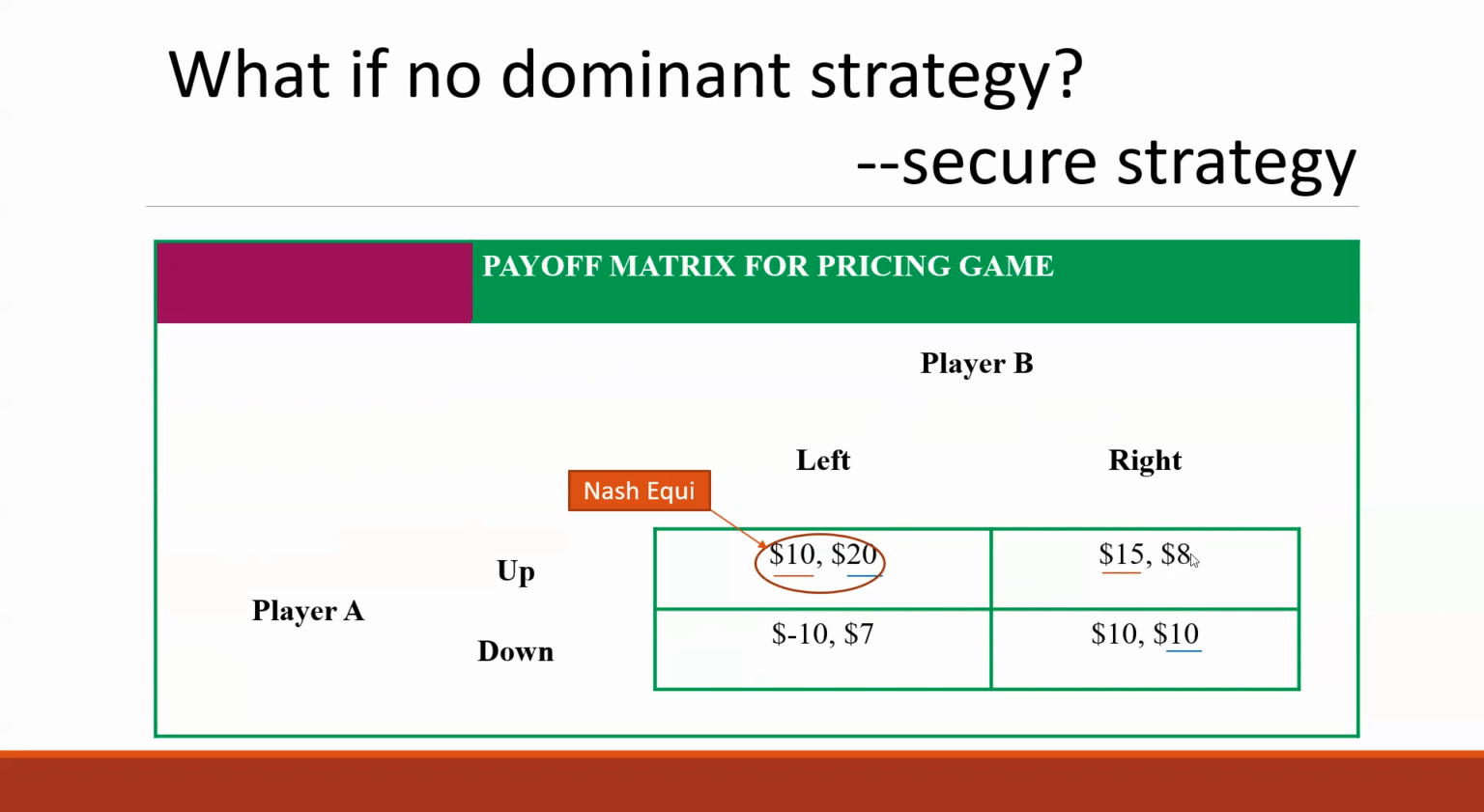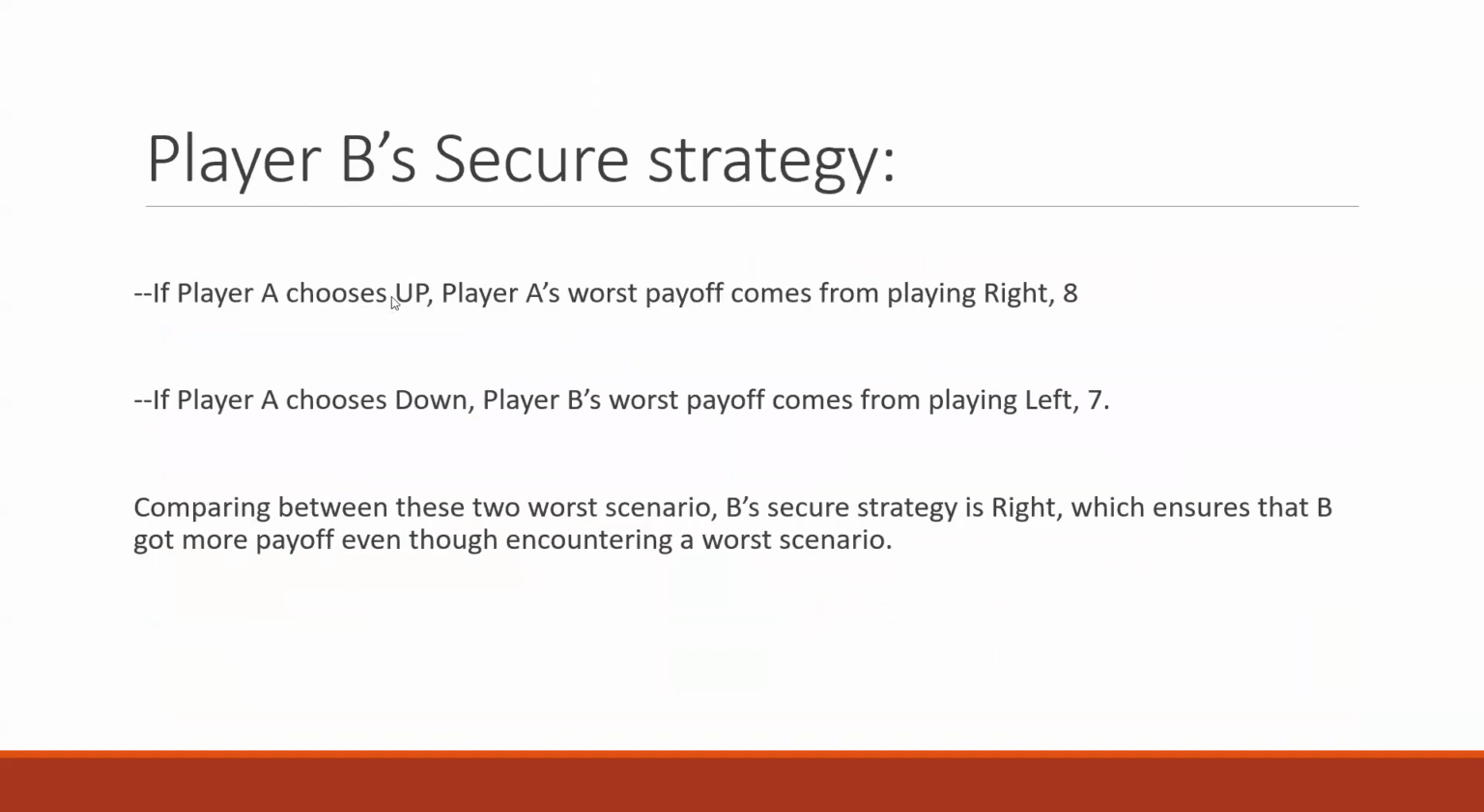It makes sure that when the worst scenario happens, you are not in the worst scenario possible. The worst scenario possible is when player A plays down and you play left. That's the worst. But by always playing right, no matter A plays up, yes, you do get 8. And if A plays down, you get 10, which dominates 7. No matter what, you're not the worst off. So that is why playing right is a secure strategy for player B.